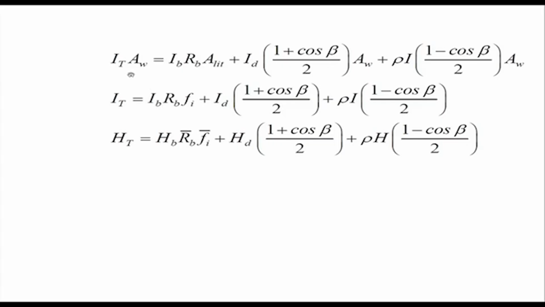The total solar radiation on the window per unit area of the window is I_T multiplied by A_W, which should be equal to I_B R_B A_lit plus I_D A_W plus rho I A_W. Then finally, I_T contains A_lit by A_W, giving you F_i, and if I write it on the daily basis, you have F_i bar. So, this is how you can estimate, per unit area of the window, the solar radiation received, even though it is shaded with different shapes during different times.